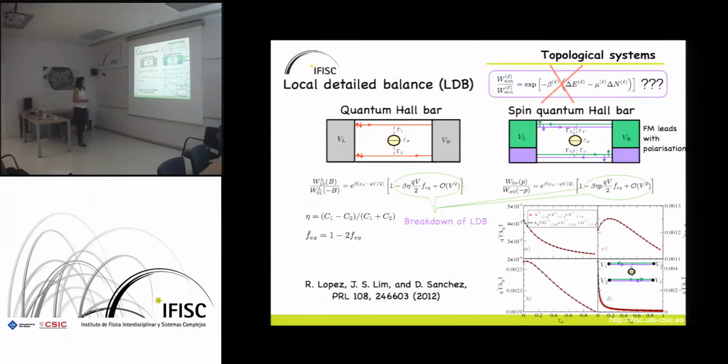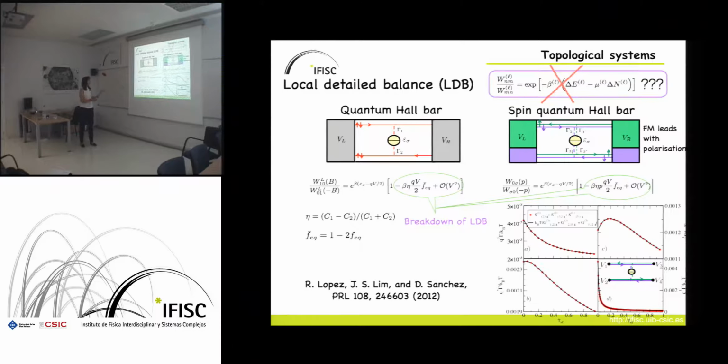To this type of systems in which this local detail balance is not achieved. Why? Because this is a quantum Hall bar, which is a quantum dot coupled to H states, and this is the same, but considering the spin of the H states.